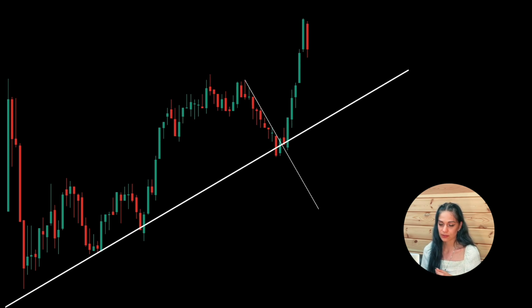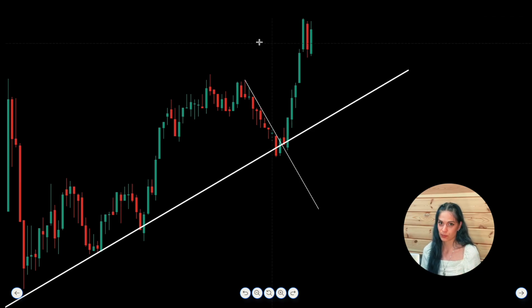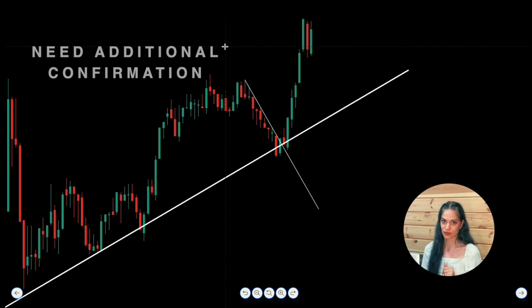If you look at the trend further, you can see that we were right and the price is going up. But remember that at the moment where the price touched the trend line, we cannot open the deal at this point. We need additional confirmation for that.